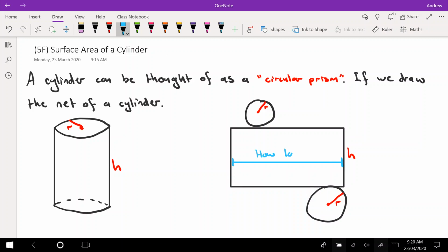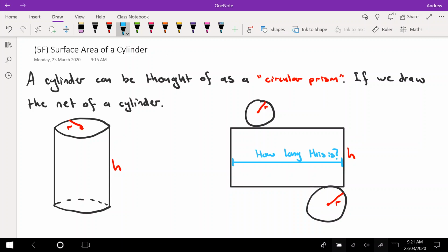Does anyone know how long this is? That long there? I have no idea. The circumference? It's equal to the circumference of the circle.